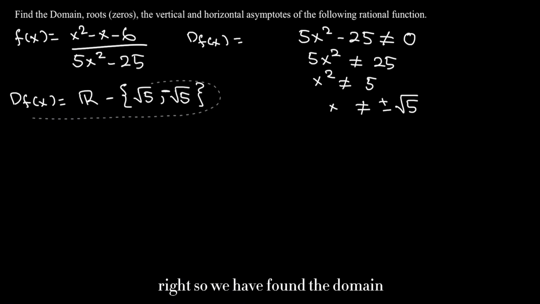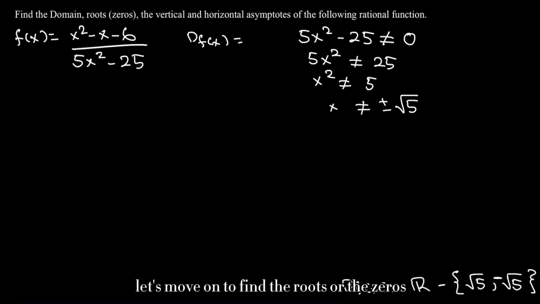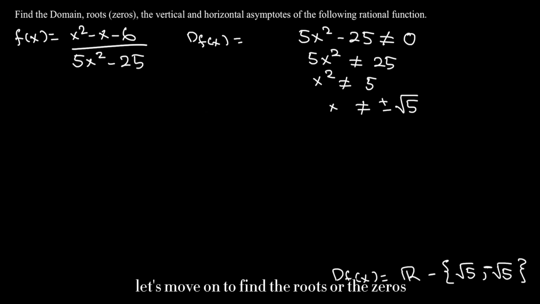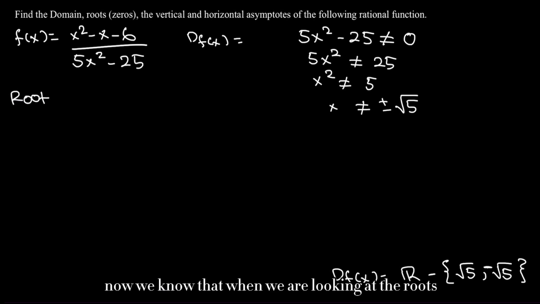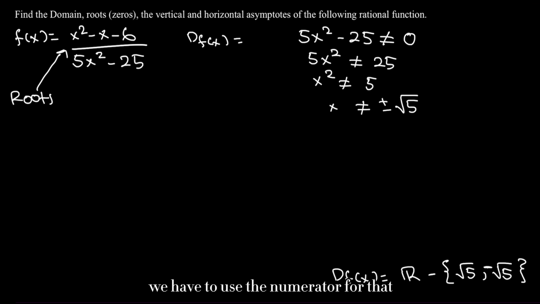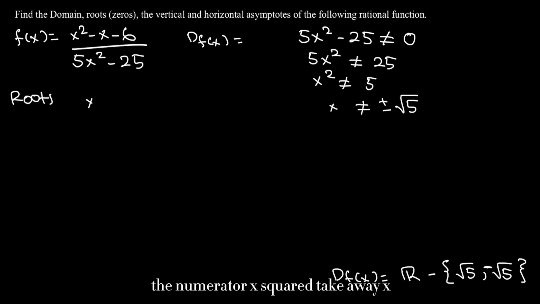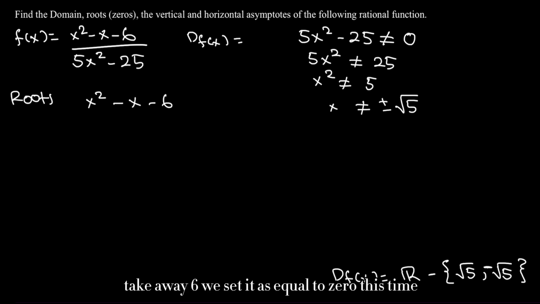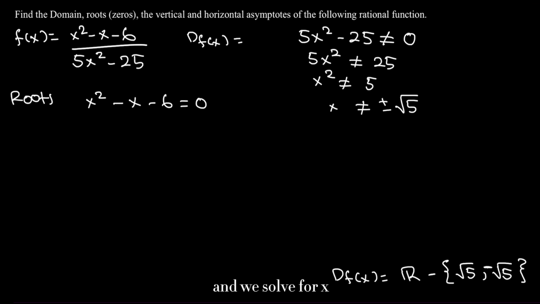Right, so we have found the domain. Let's move on to find the roots or the zeros. Now we know that when we're looking at the roots, we have to use the numerator for that. The numerator, x squared, take away x, take away 6, we set it as equal to 0 this time. And we solve for x.